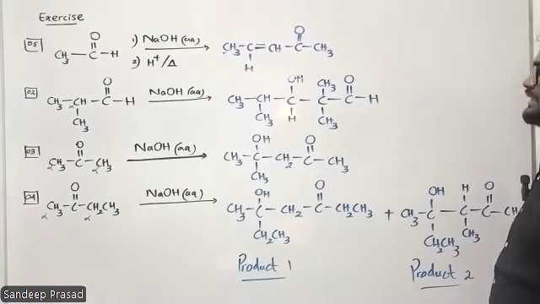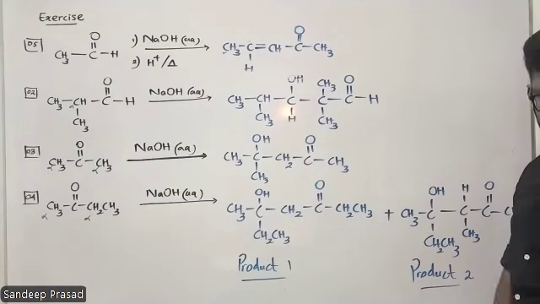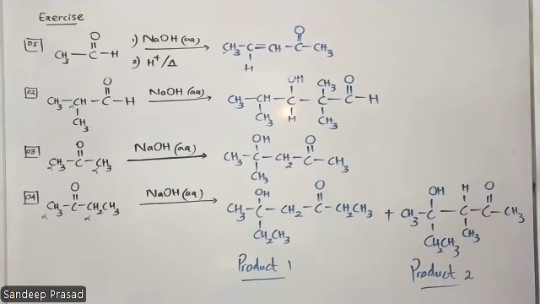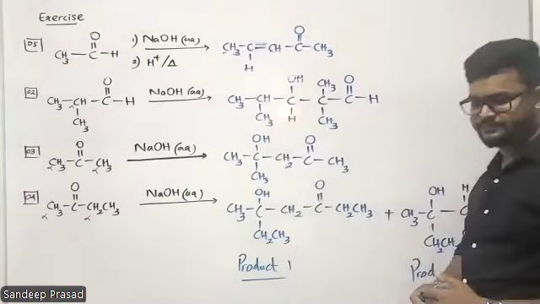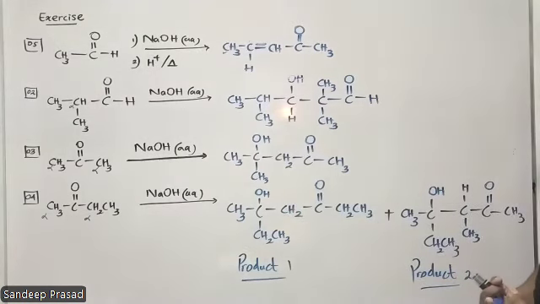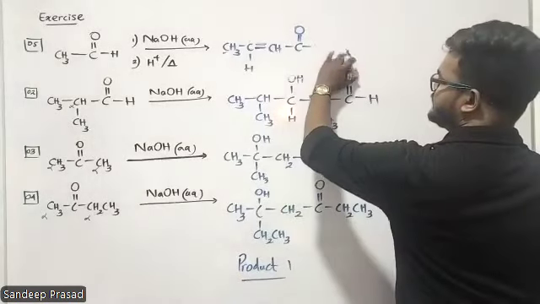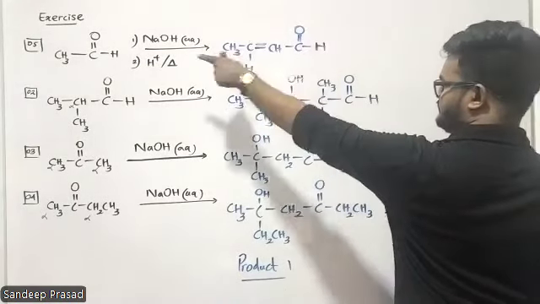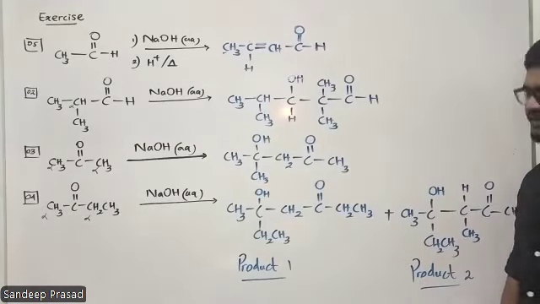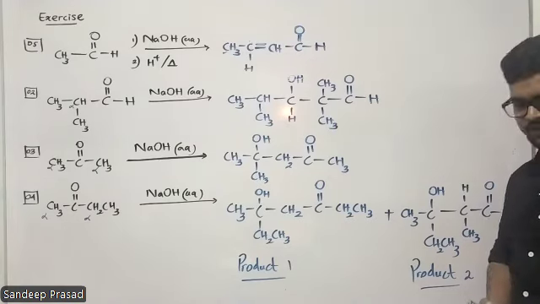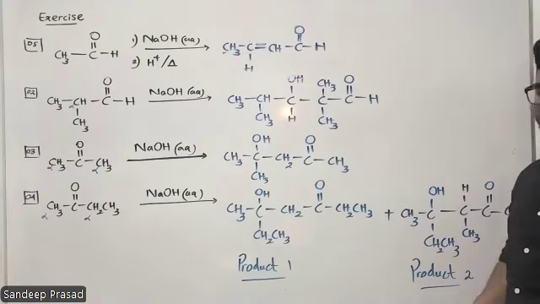Remember students, this is considered an alpha beta unsaturated aldehyde or ketone. This is a ketone. Okay. Alpha beta unsaturated ketone. Okay. Can you understand? This one should be H, right? Because we have used ethanol, it is an alpha beta unsaturated aldehyde. Okay. Can you understand? Do you have any doubts there? Number 5 should be like this.